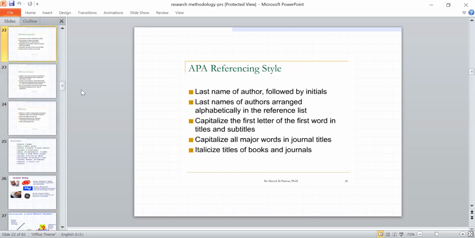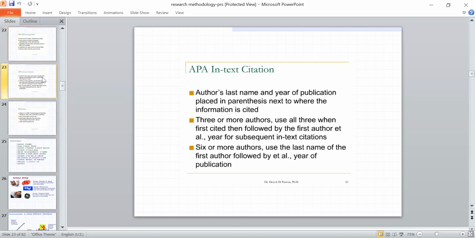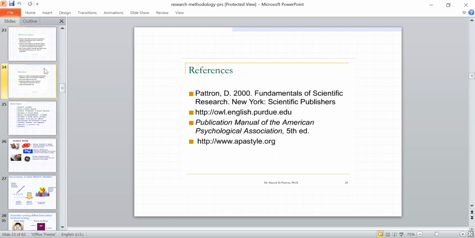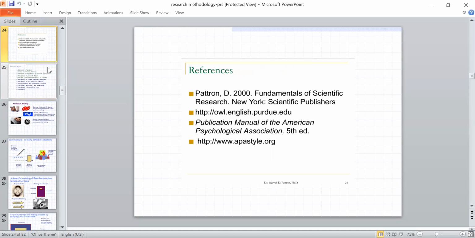So this is APA, the American referencing style, last name of author. I just mentioned APA; based on the journal, it will change. This is in-text citation. In-text I will cite the author's last name and year of publication. Three or more authors means use all of them when first cited. I think you know very well. Six or more authors means use the last name of the first author followed by the year of publication. This is the style of the mentions, and these are examples of how to use the same style.